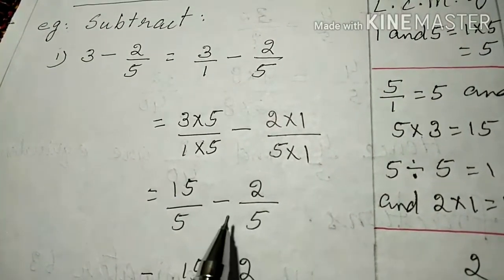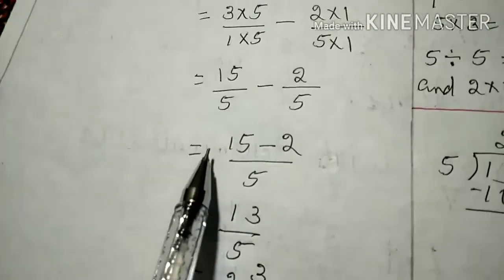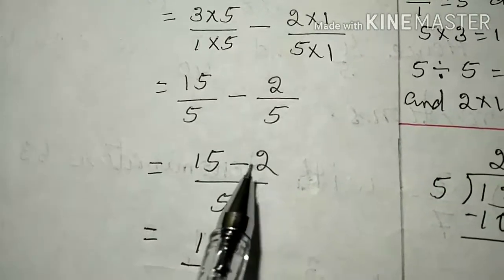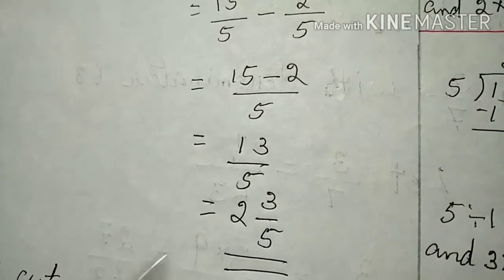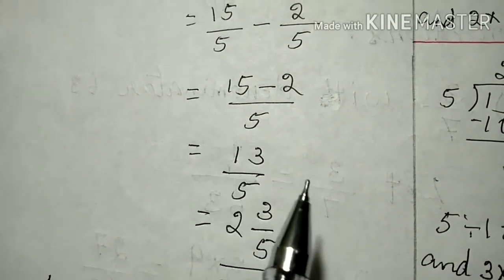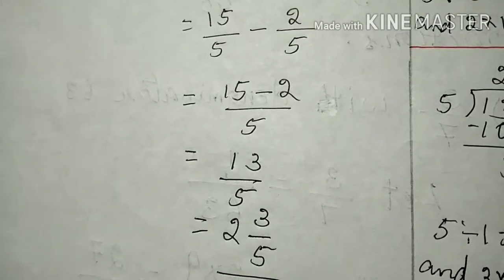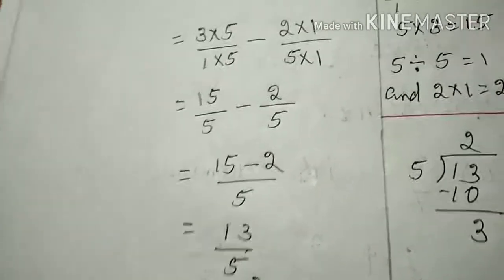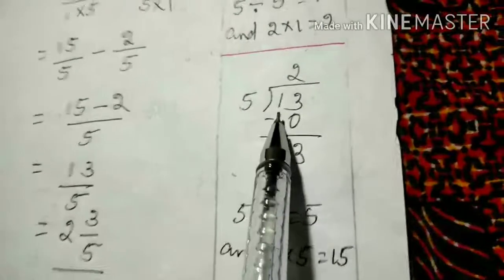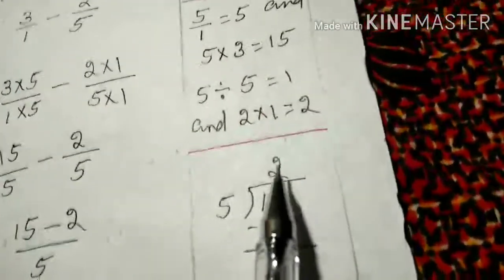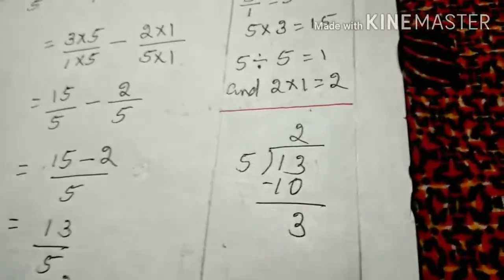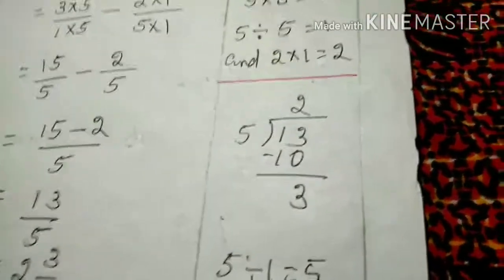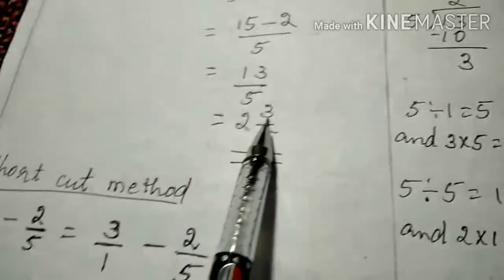Now these two are like fractions. To subtract them, you just subtract the numerators, that is 15 minus 2 by 5, that is equal to 13 by 5. 13 by 5 is an improper fraction. Whenever you get the answer as an improper fraction, you have to convert it into a mixed fraction by dividing the numerator by the denominator. You are getting 2 as the quotient and 3 as the remainder. Therefore, the mixed fraction is 2, 3 by 5.